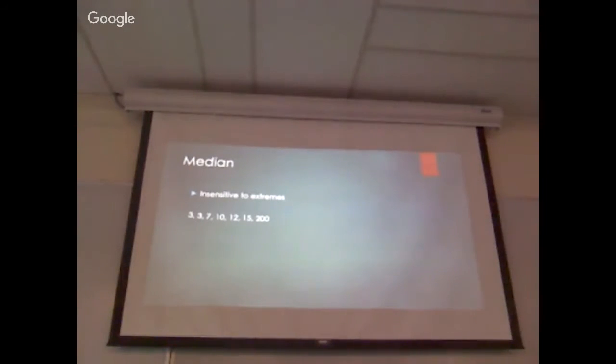In other words, if you have that really wonky distribution where things are kind of off a bit, the median might be the best measure of central tendency.